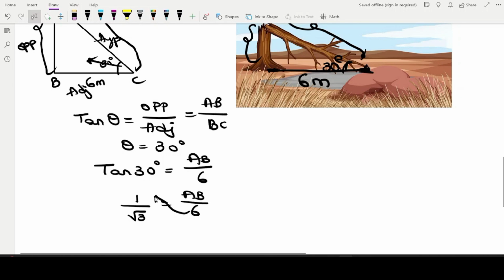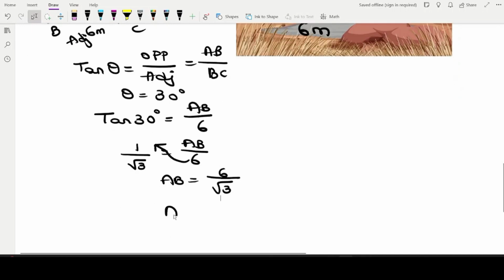Now when you shift the 6 to this side, this becomes AB equals 6 divided by root 3. Now you can write 6 as 3 into 2, divided by root 3. Root 3 gets cancelled out and you are left with root 3, and 3 gets cancelled out and you are left with root 3. So let me give you an explanation about it.